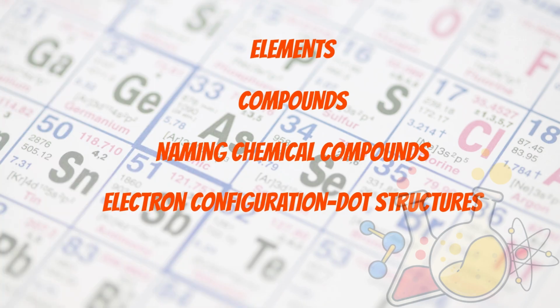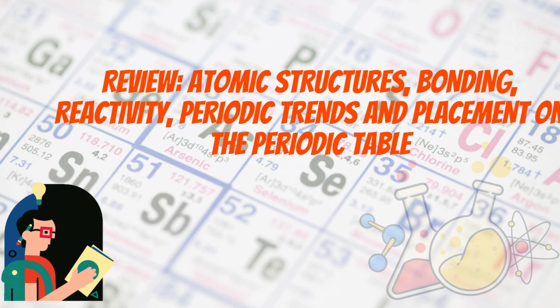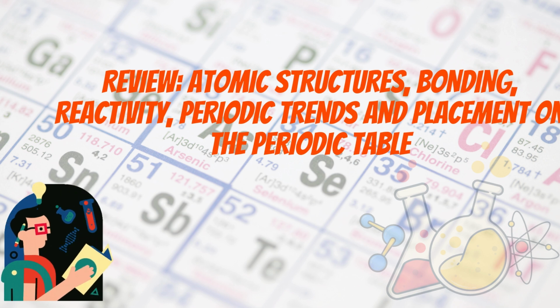Chapter 5. Periodic Table and Law. This chapter is very reliant on understanding the periodic table, and actually the entire unit is. However, this chapter teaches students about compounds, names of elements, and electron configurations. This is a good time to refamiliarize students with periodic trends and how the table is organized. It is also important to review atomic structure, bonding, reactivity, and element placing on the periodic table.